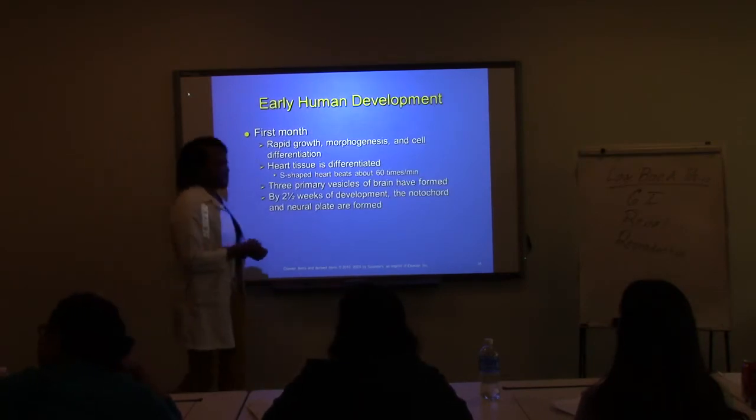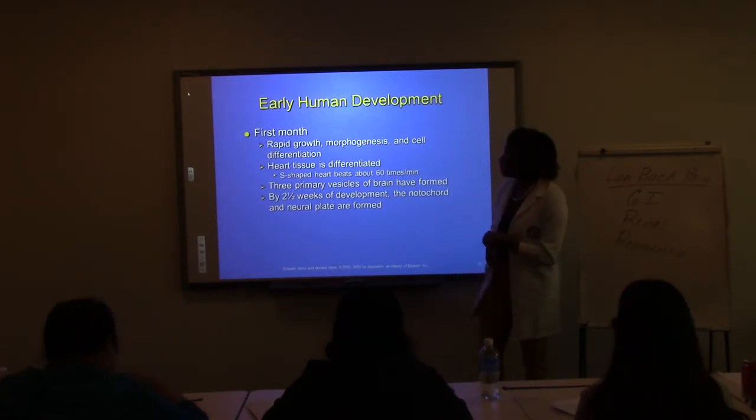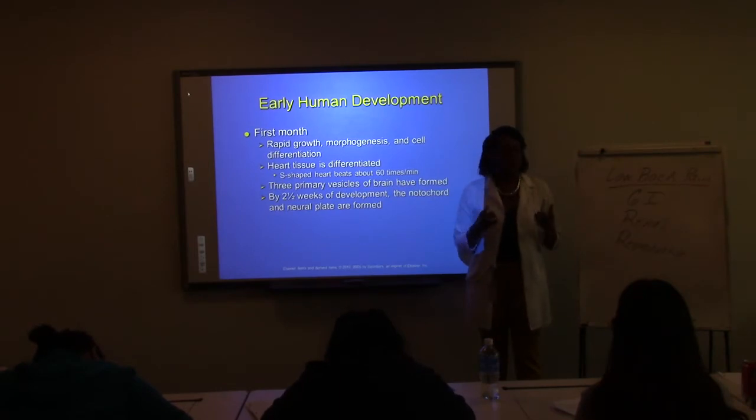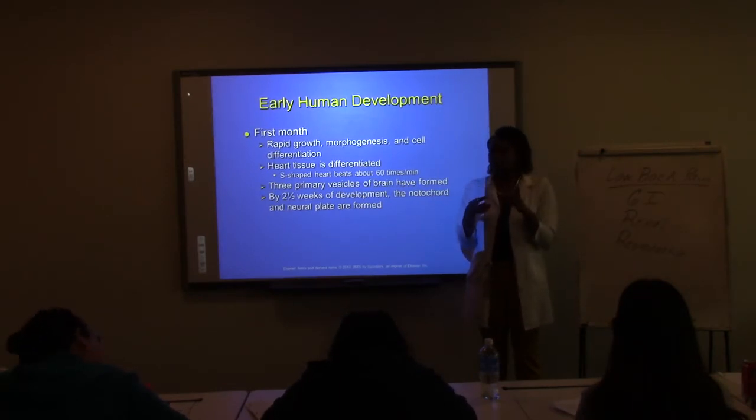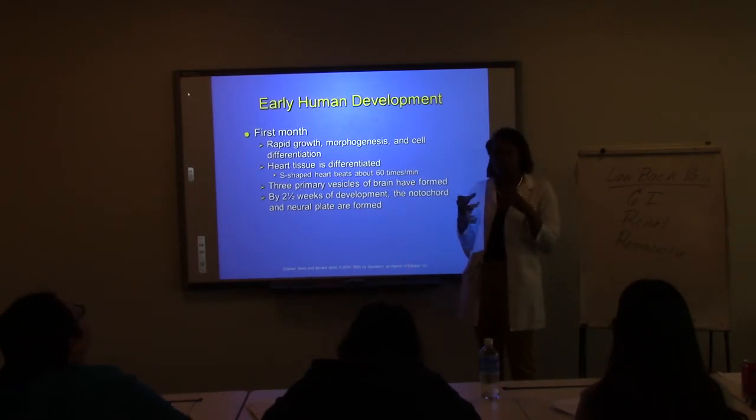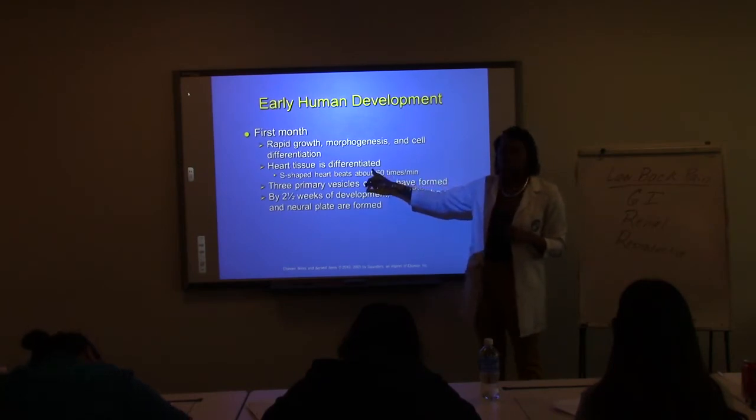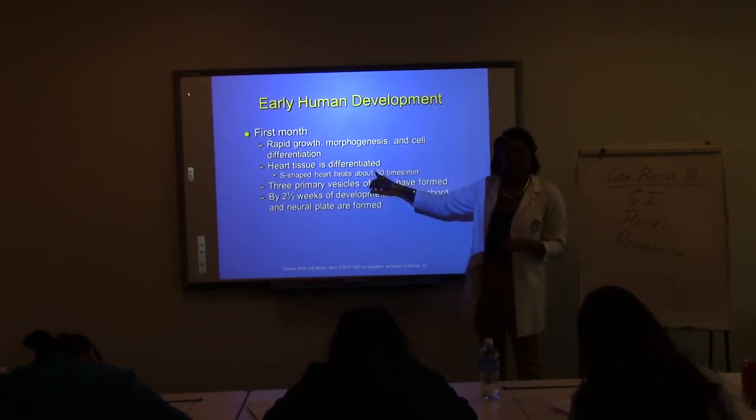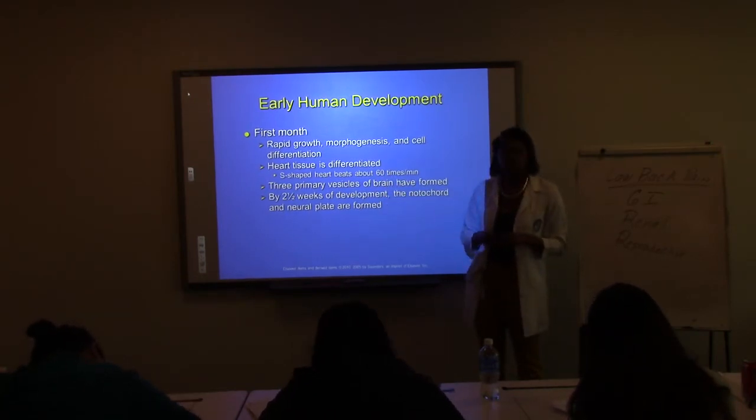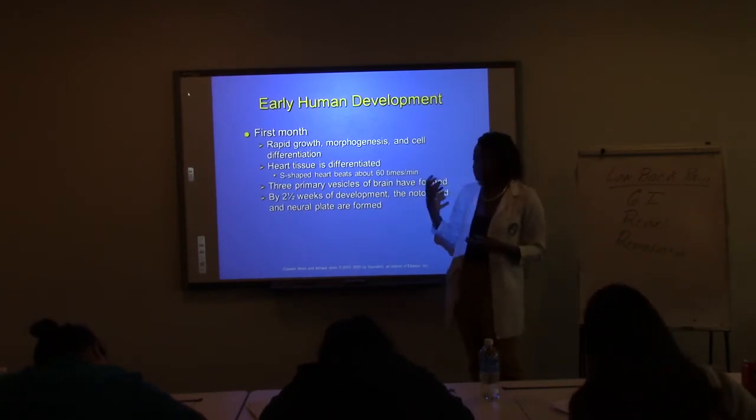So for the first month, there is rapid growth. They call this morphogenesis. If you read some books, they say that it looks like a tadpole in the beginning, and then it starts to change into this little human being. The hard tissue is differentiated, so please make sure you know that's one of the things that develops in the first month. Another thing that develops in the first month of fetal development is the brain. So 3 primary vesicles of the brain are formed.